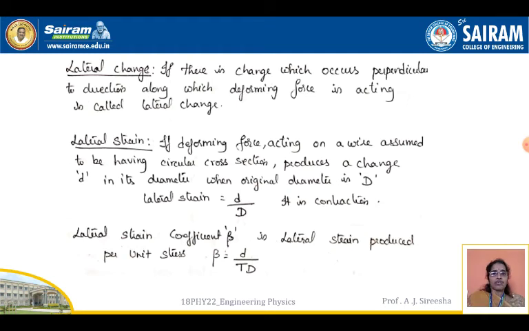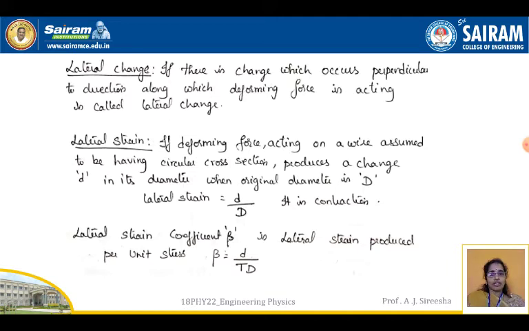Next is a lateral change. If there is a change which occurs perpendicular to the direction along which the deforming force is acting, it is called a lateral change. Now I can tell you an example of this. Consider a rubber band having a length L. When you apply a force along its length, the diameter of the rubber band, that means the thickness, reduces. Such a type of change is called a lateral change. That means the change is occurring perpendicular to the direction of the application of the force.